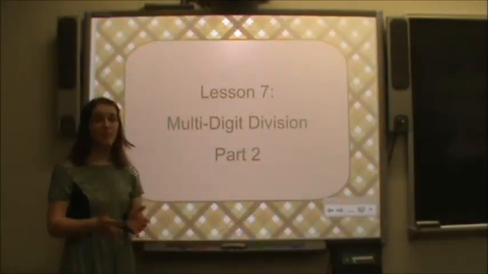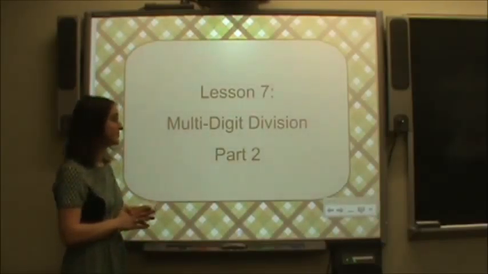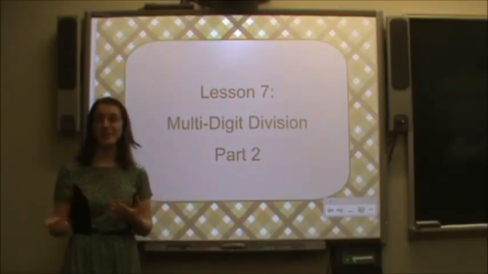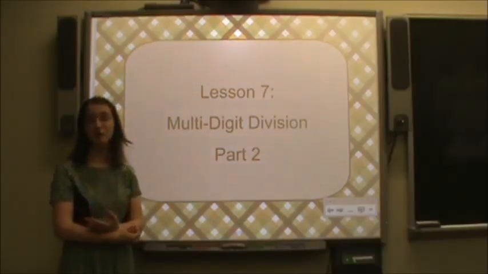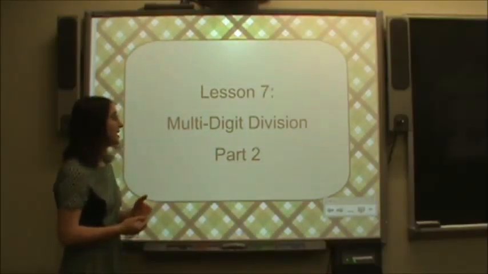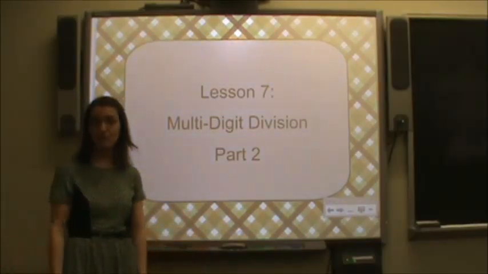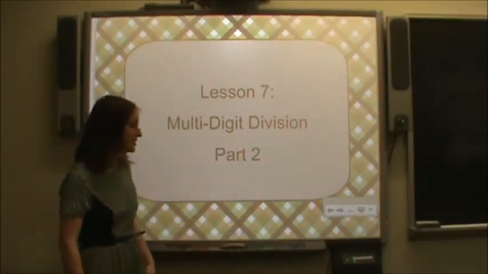So like I said, we're doing part 2 of our multi-digit division lesson. And as we're going through this, we're going to be seeing how it's related to the partial quotient strategy, and you'll be able to understand the traditional algorithm, which is a shortcut. So you will be able to solve it more quickly with a little bit less work.